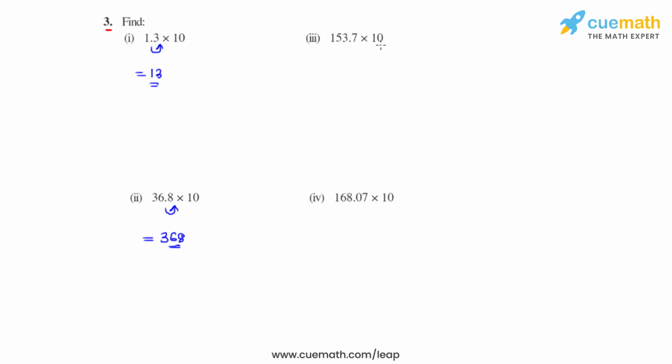Coming to the third bit, we have 153.7 multiplied with 10. The decimal is moved one place towards the right, and the answer that we get for it is 1537. Coming to the fourth bit, we have 168.07 multiplied with 10. The decimal moves one place towards the right, and now its position will be 1680.7. So this is the answer that we get for the fourth bit.